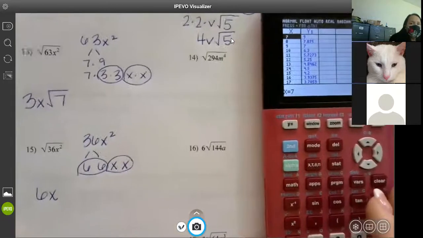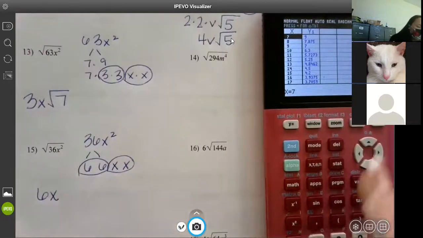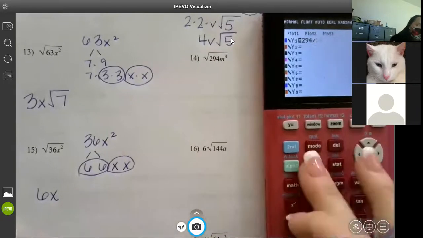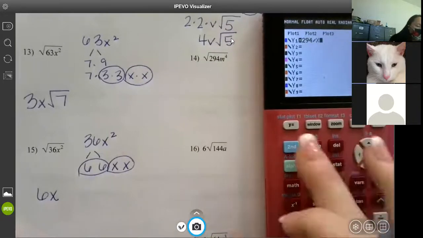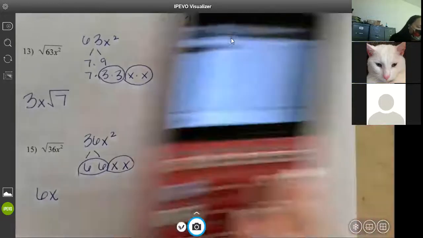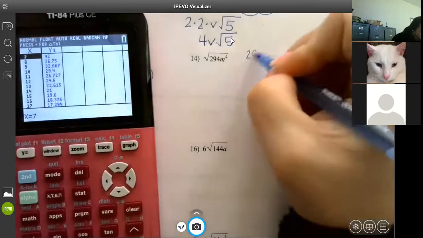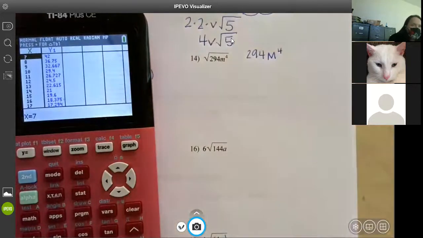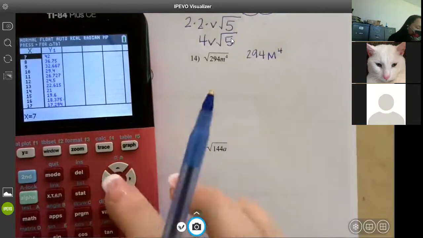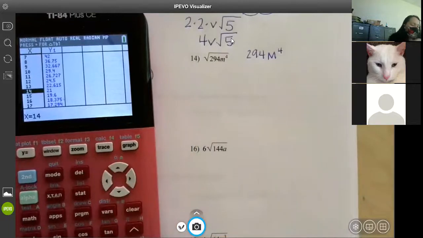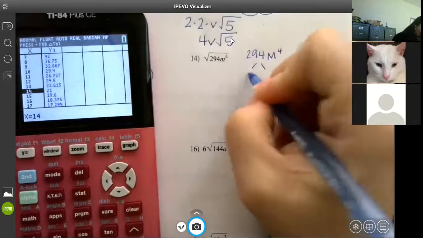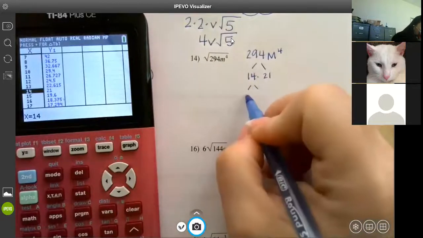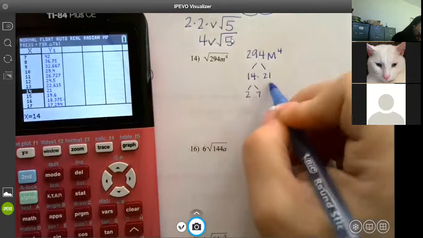All right, we'll go back up to 14. I don't know my factors of 294, so I'm going to put them in the calculator. And then I'm going to have 4 m's, okay, 4 m's. There's 7 and 42. That's a pretty good one, but 14 and 21 might be better. I think you can handle that better. 14 and 21. What are your factors of 14? What are your factors of 21?